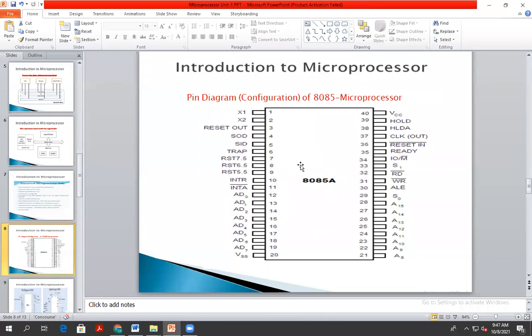All of you go and practice at home, all the pins serially. For example, pin number 1 is used for X1. Pin number 2 is used for X2. Like that, pin number 1 to pin number 40. For each pin, what is the purpose, what is the use?